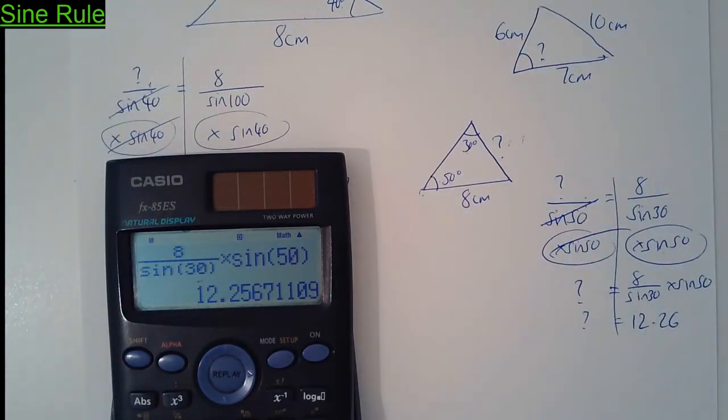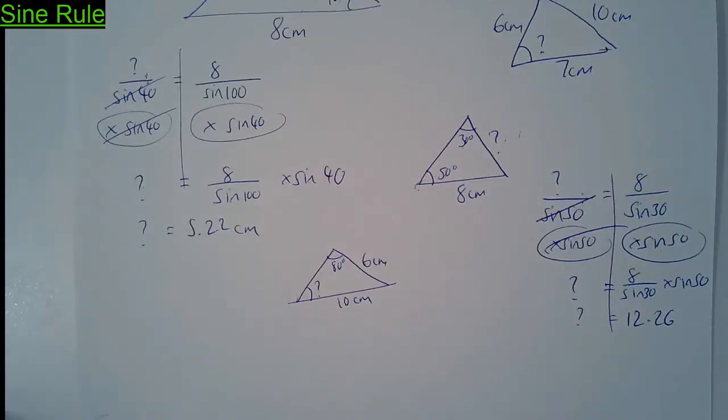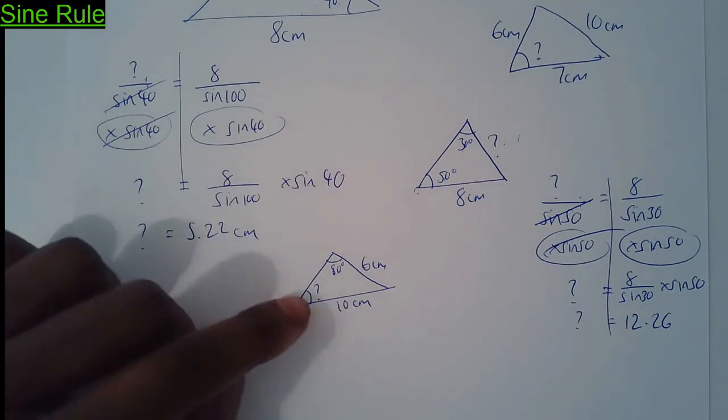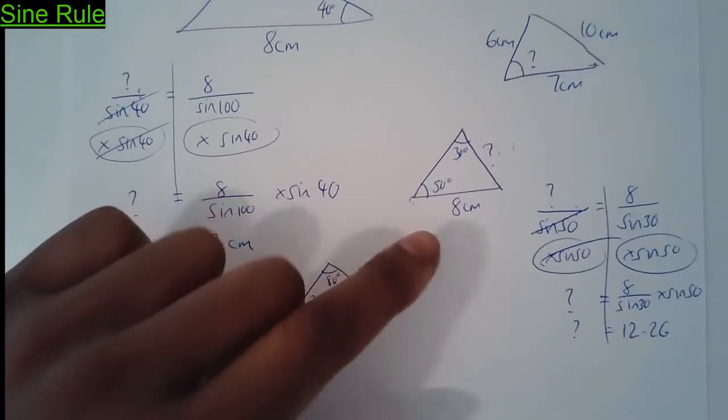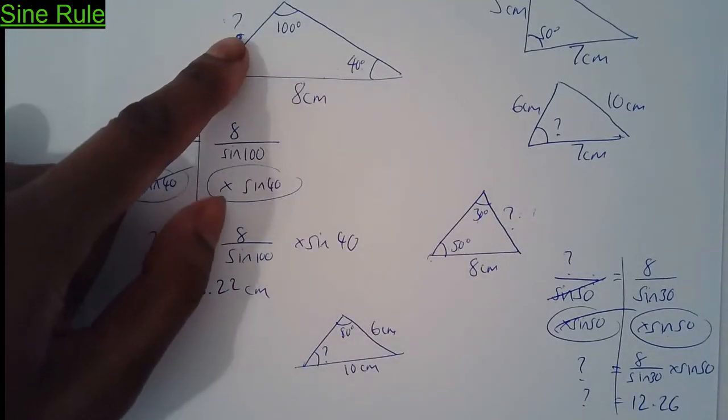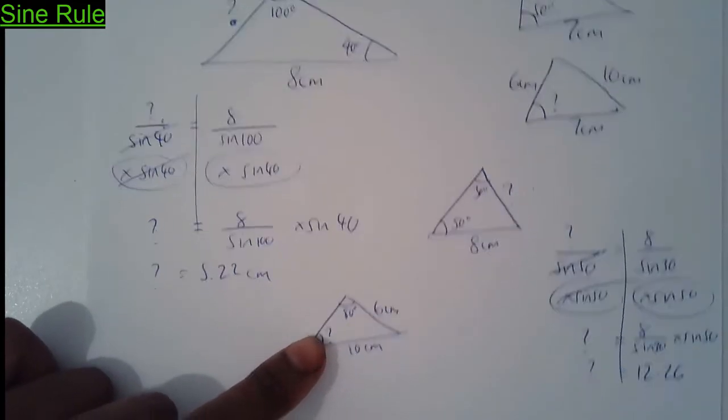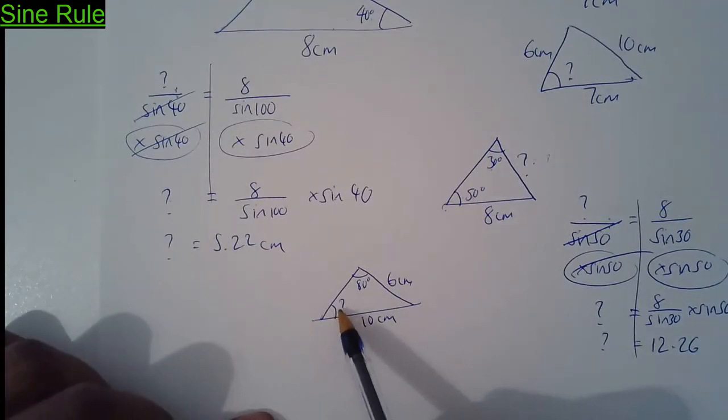That's it. You might be wondering now, what if we need to work out the angle? So far, we've worked out the side and the side. What if we're trying to work out the angle? Remember, this is going to be sin angle. Angles are always sinners.